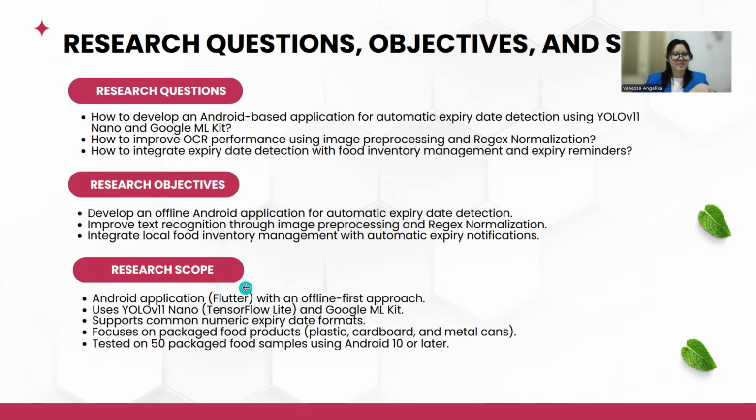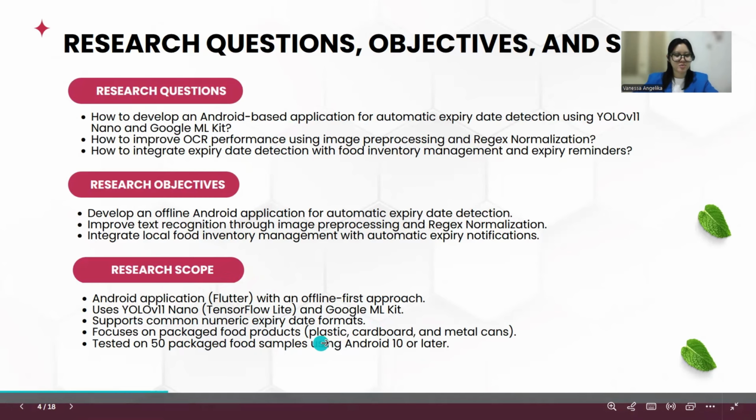The scope of this research is limited to Android with an offline-first approach, using YOLO version 11 Nano and Google ML Kit. It supports common numeric expiry date formats only, and focuses on packaged food products like plastic, cardboard, and metal cans, tested on 50 packaged food samples using Android 10 or later.